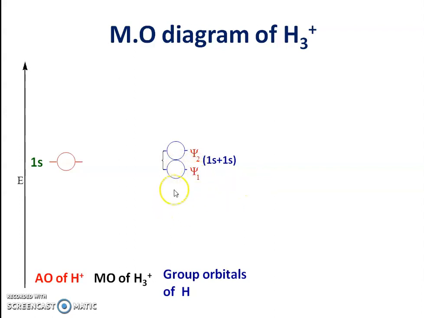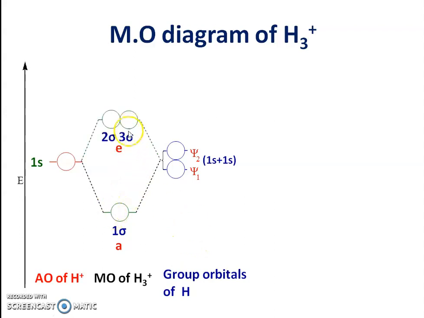Actually, the psi 1 group orbital produces one bonding and one anti-bonding molecular orbital, whereas the psi 2 group orbital remains non-bonding, that is 2 sigma. So the in-phase combination between 1s and psi 1 forms the bonding molecular orbital, which is 1 sigma. It is also labeled as A. A means singly degenerate, one orbital, that is the singly degenerate orbital.